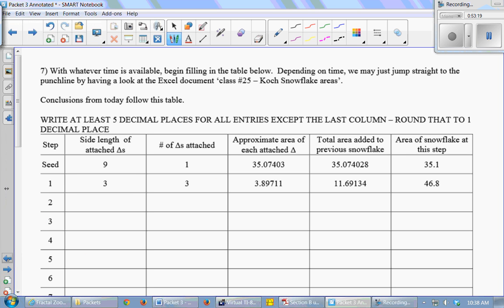But I have 3 of those, right? I attached 3 triangles. Each one has area 3.89. You multiply those. Then you have to take the previous area, add it to these new triangles that you just attached, and you get your new area. So you see how I'm building the table? To get 11, you get 3 times 3.